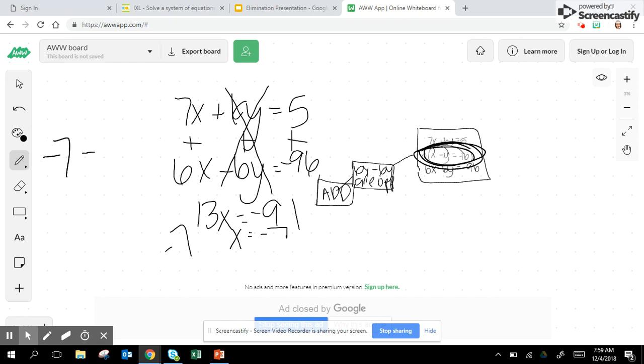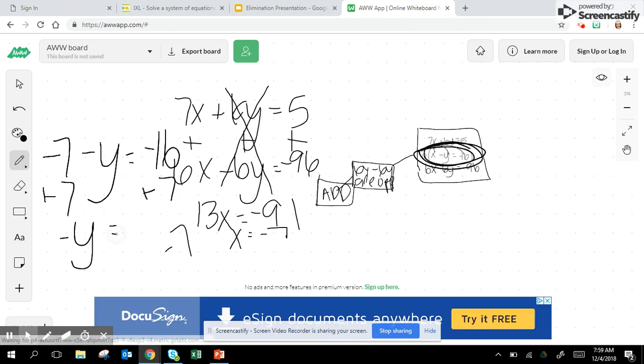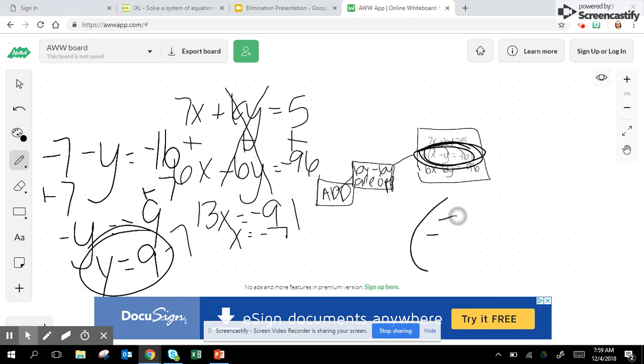Negative 7 minus y equals negative 16. Plus 7, plus 7, I get negative y equals negative 9. So positive y equals positive 9. So my answer here is negative 7, positive 9.